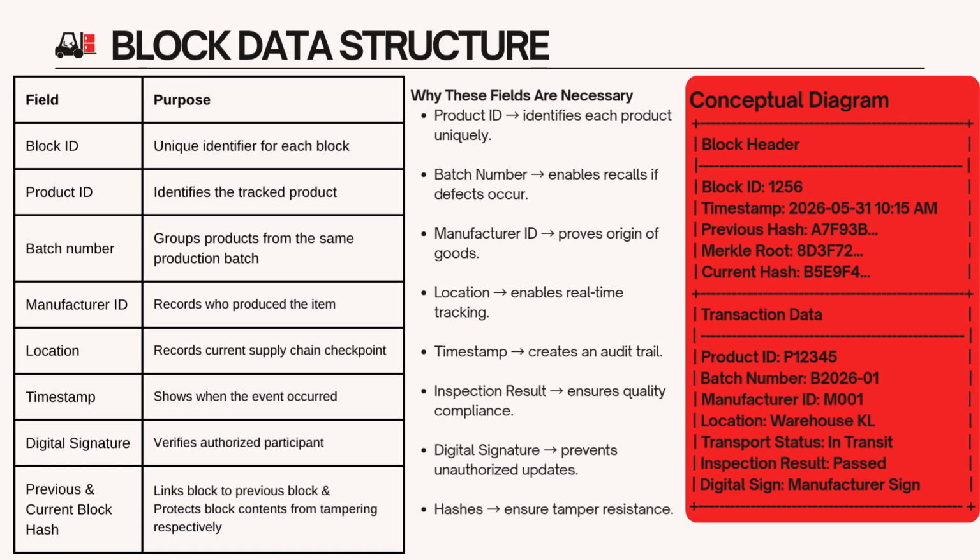Digital signature prevents unauthorized updates, ensuring that only certified participants can log data. The current hash protects the block's contents from tampering, while the previous hash links it directly to the block before it. As you can see in the diagram, the block header contains the metadata, like the block ID, timestamps, hashes, and Merkle root. Beneath it, the transaction data securely stores the actual supply chain event, such as product P12345 manufactured by M001, currently in transit at warehouse KL with a pass inspection status.